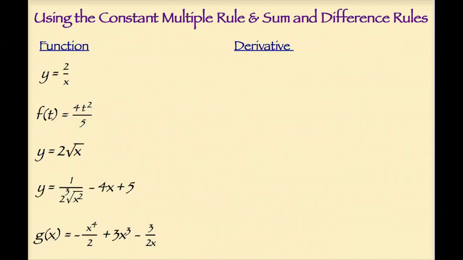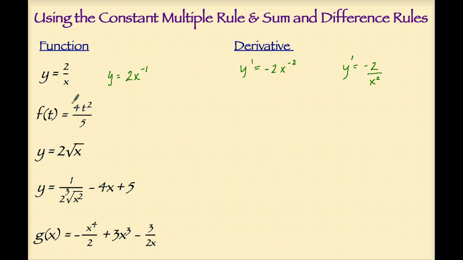Let's practice. Remember, when possible, to rewrite the function so that you would be able to use the power rule. So for this first function, I'm going to rewrite this as y equals 2x to the negative 1. The derivative then will be y prime equals, as I bring this exponent around, it will be multiplied by the current coefficient, giving me negative 2 x to the, subtract 1 from negative 1, negative 2. Since I have a negative exponent in my answer, let's rewrite this and simplify. Y prime is equal to negative 2 over x squared.